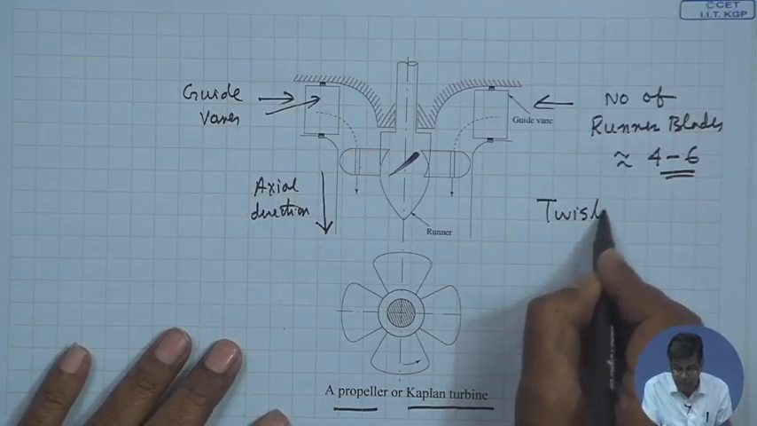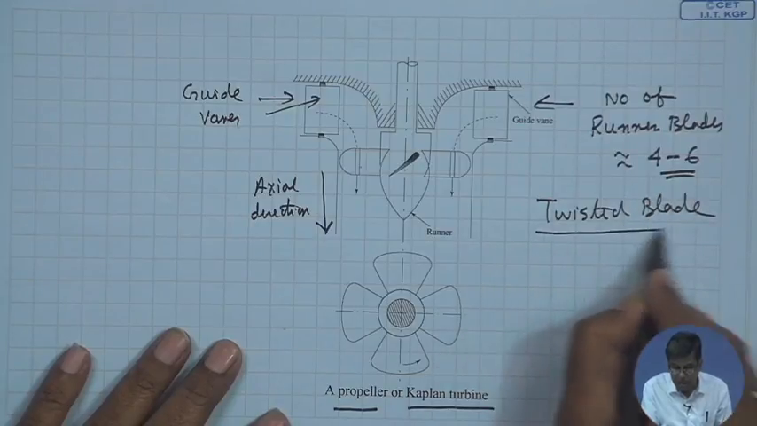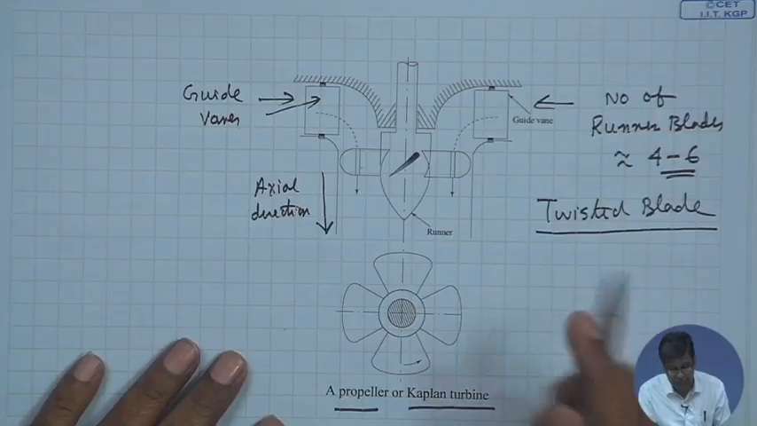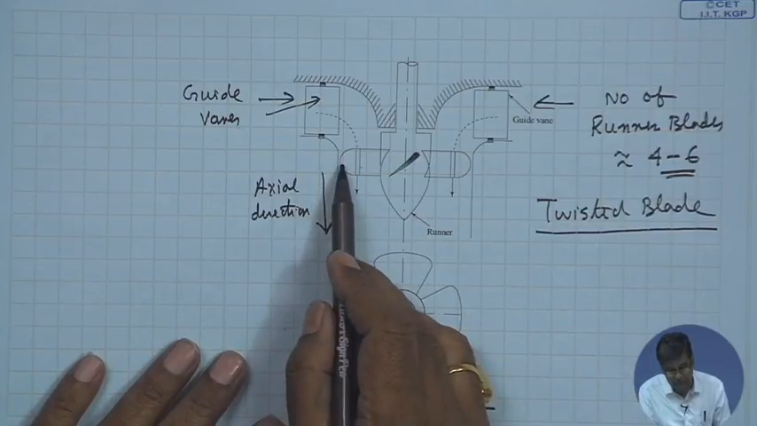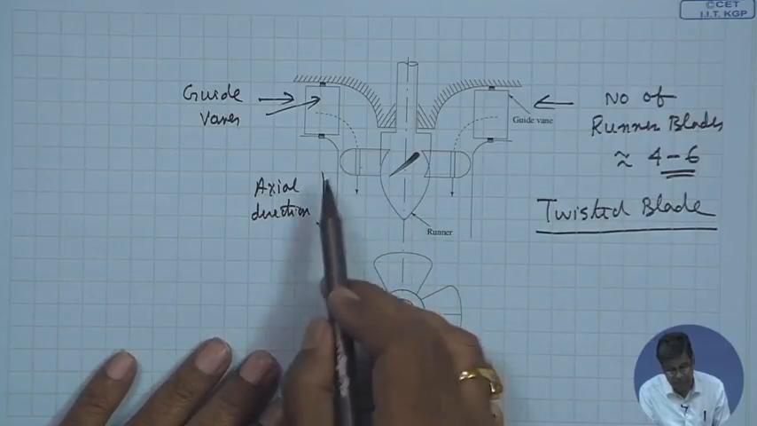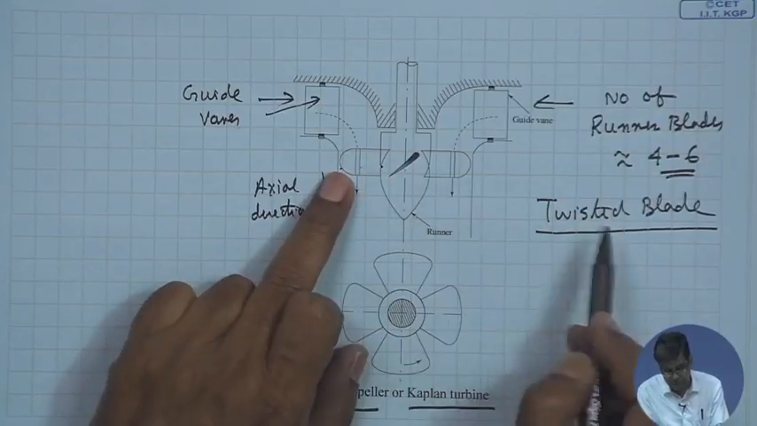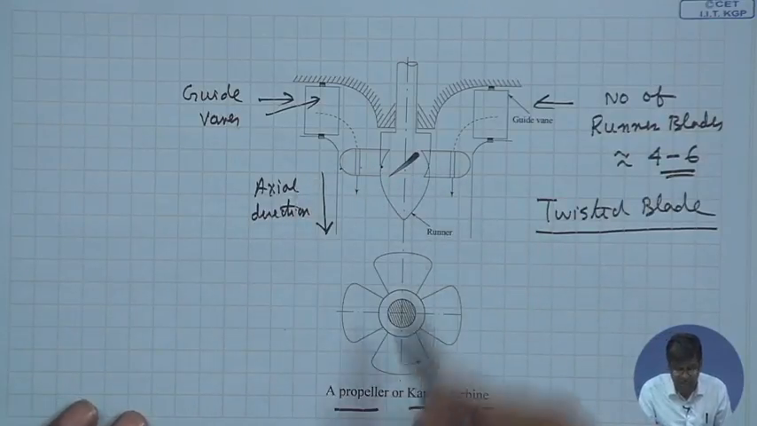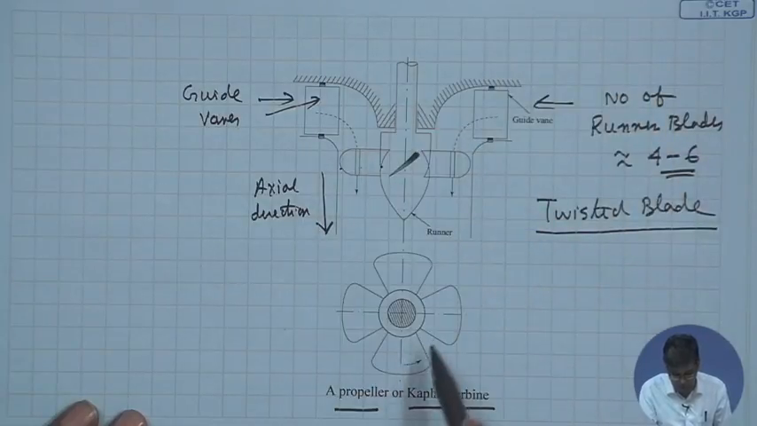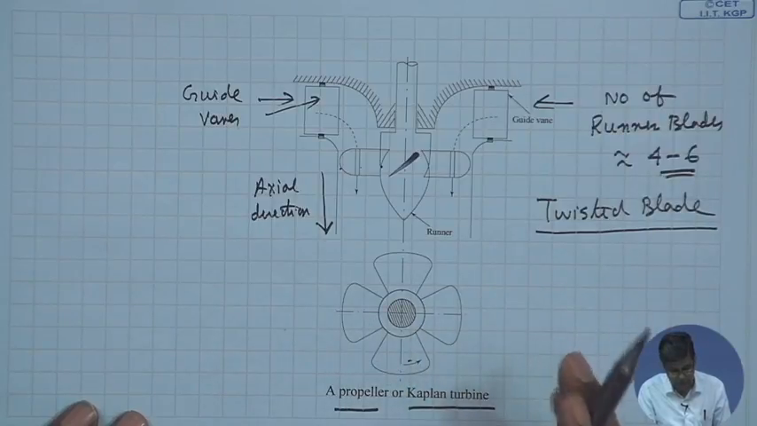So, in an axial flow turbine, the runner blades are twisted blades, where the blade angle, that is the angle of the tangent to the profile of the blade with the axial direction, is more at the tip and less at the root. This is regarding the geometry of the blade, and this is a view. If you see from the top, this is the view. There are 1, 2, 3, 4, as I have told, 4 to 6 runner blades. These have 4 blades.